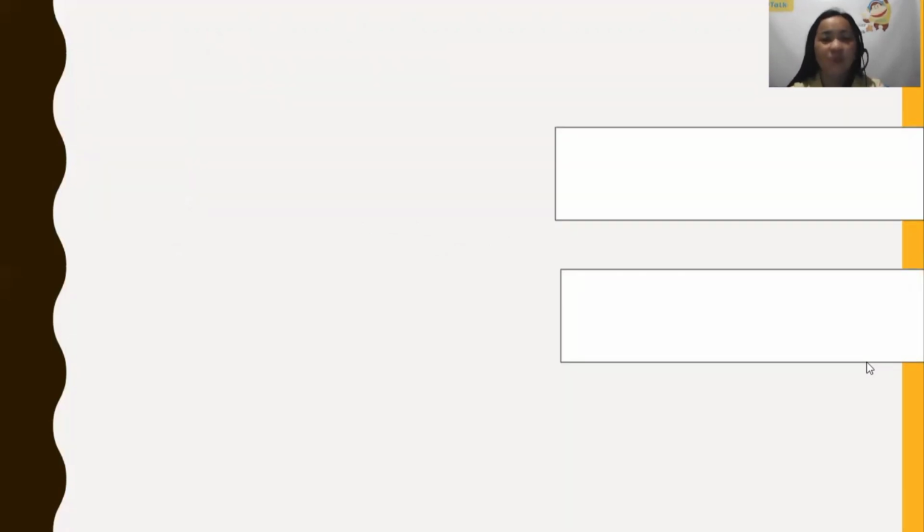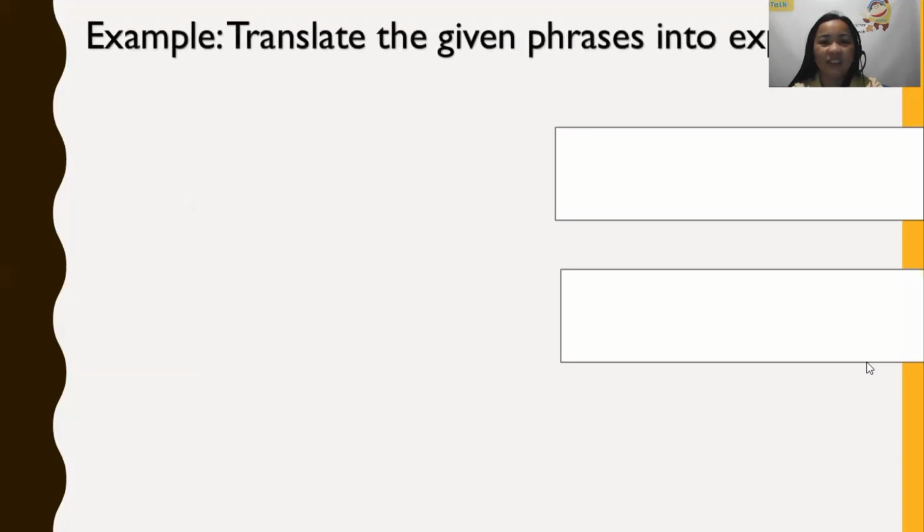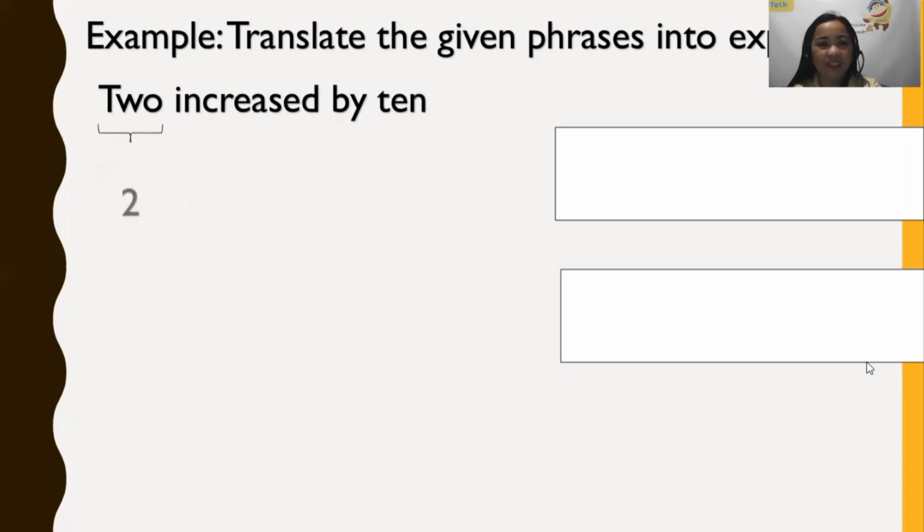Now, let's have an example of mathematical phrases or word phrases. Let's translate the given phrases into expressions or equation. Let's have 2 increase by 10. We have the word 2 represent number 2. Increase represent the operation addition. And we have the word 10. Therefore, we have 2 plus 10.